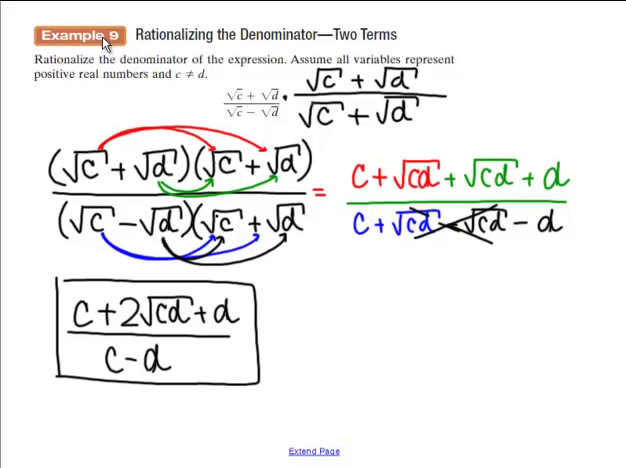And this is our final answer because there is nothing that I can take out of the square root up at the top. There is not a fraction inside of a square root, and there's no square root in my denominator. So this brings us to the end of section 6.6 and all of our video lectures.